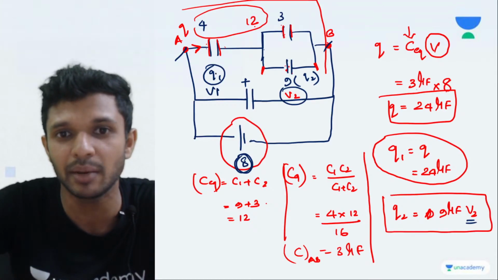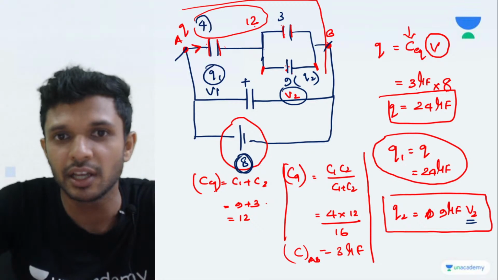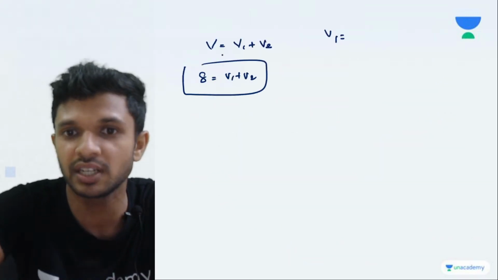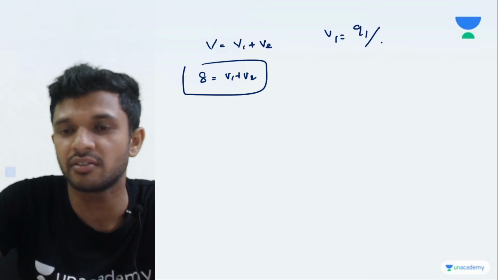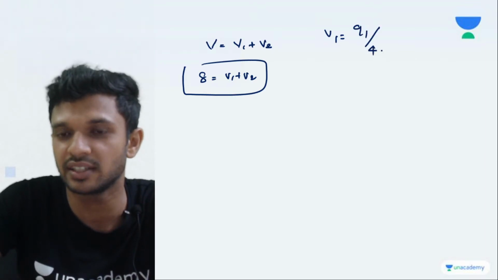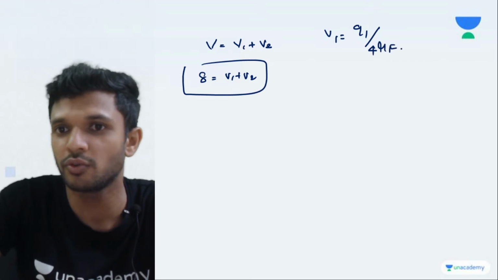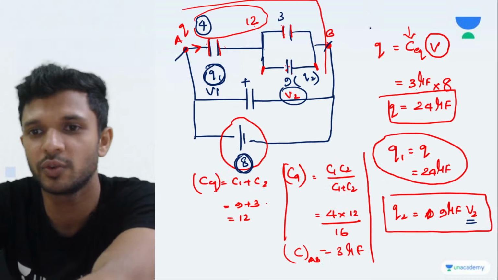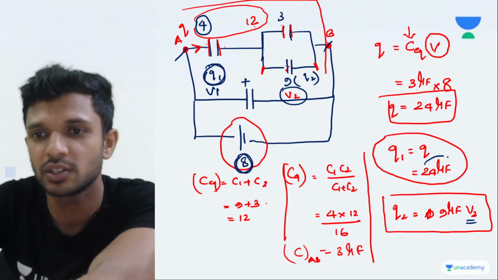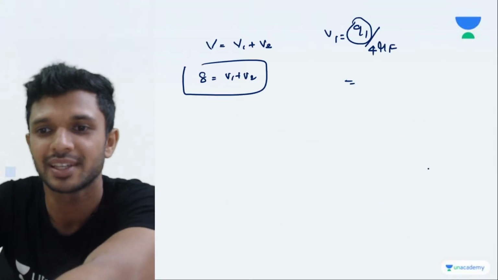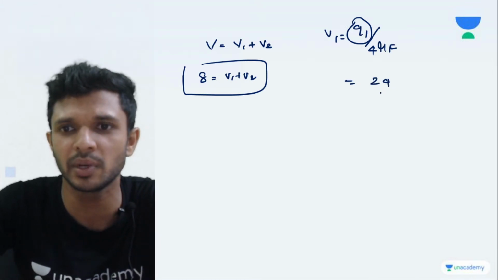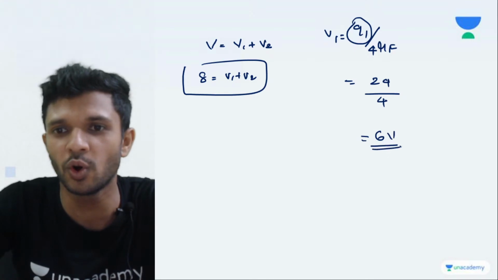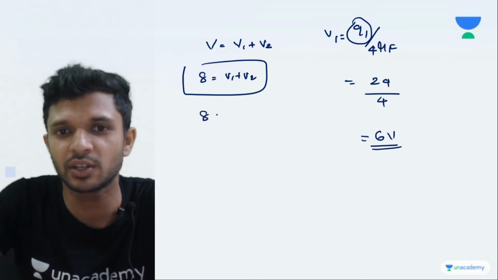Yes, see, V1 can be found out. You have the capacitance, you have the charge across it, Q1. So V1 is equal to Q1 divided by its capacitance, that is 4 microfarad. Isn't it? What is the value of Q1? Do we know the value of Q1? Of course, we know the value of Q1. That's 24. We found it some moments before. 24 by 4, how much is it? 6 volt. So substituting, V1 is equal to 6.